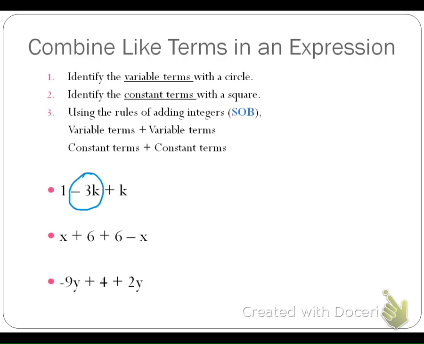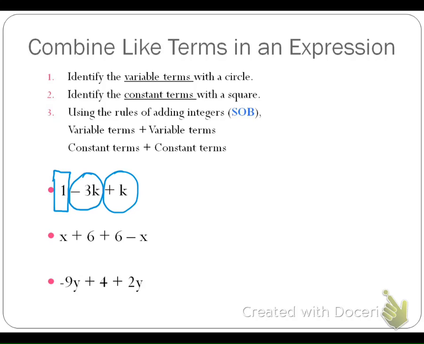There is one variable term, and there's another variable term. What I don't want you to do is this, circling just the variable and not including the sign that's with it. Then identify your constant terms. Your constants, again, are numbers that do not contain a variable. And don't forget the signs that go with them.